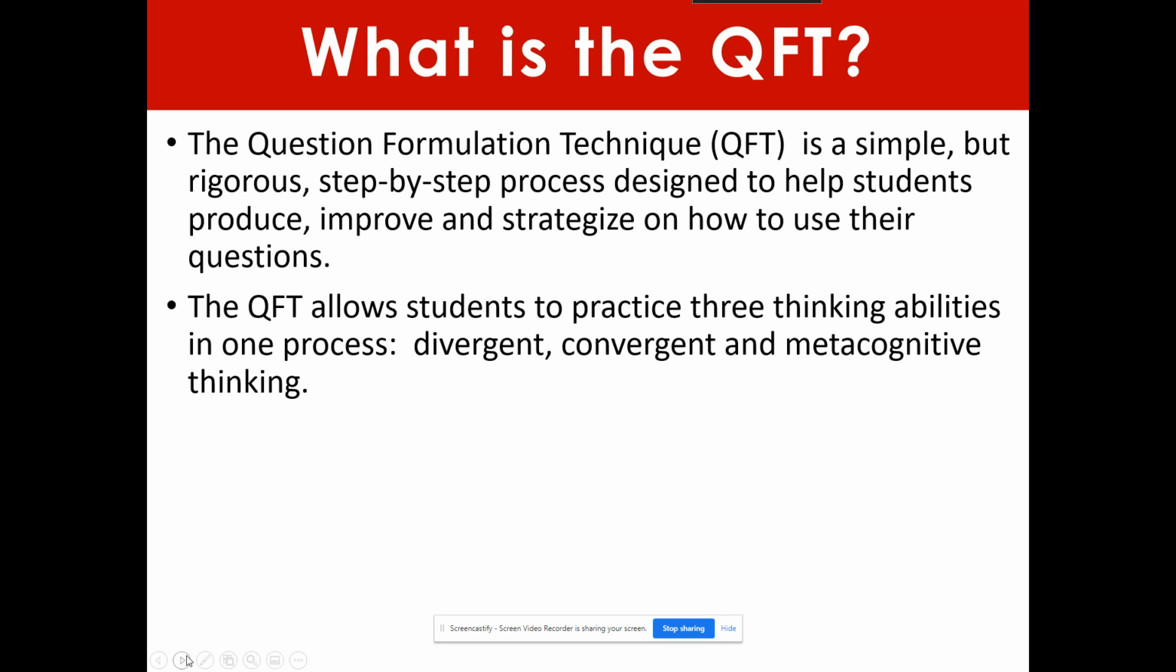We begin by identifying what is the question formulation technique. It's simple. It's a rigorous step-by-step process designed to help students produce and improve and strategize on how to use their questions by looking at something that really gets their thinking going. It allows also students to practice 3 thinking abilities in one process: the idea of divergent thinking, convergent thinking, and metacognitive thinking.